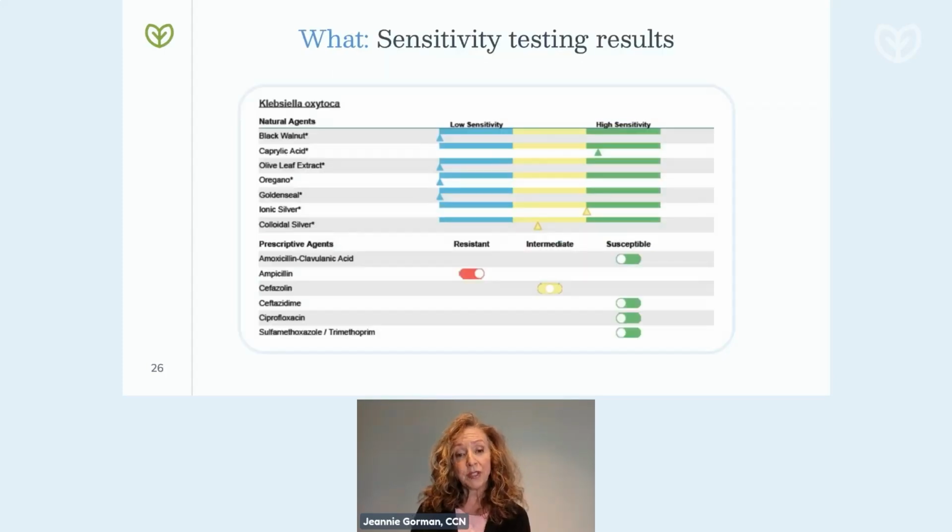The beauty of doing cultures is that we can then offer you sensitivity testing. So what is sensitivity testing? It is great because we're guiding your treatment. We're not giving you just a wall chart of this organism, this product. We test your patient's stool in vitro with natural and pharmaceutical agents, and we give you the efficacy levels of those agents.